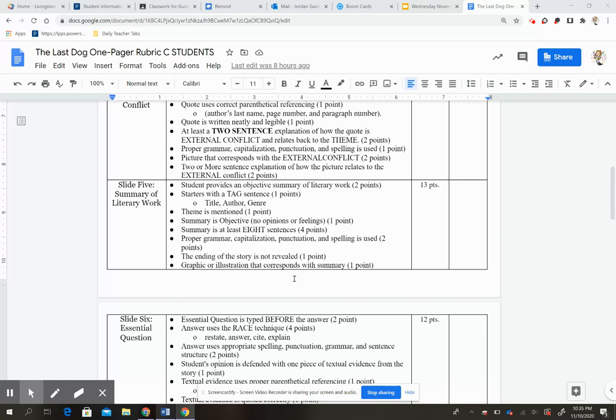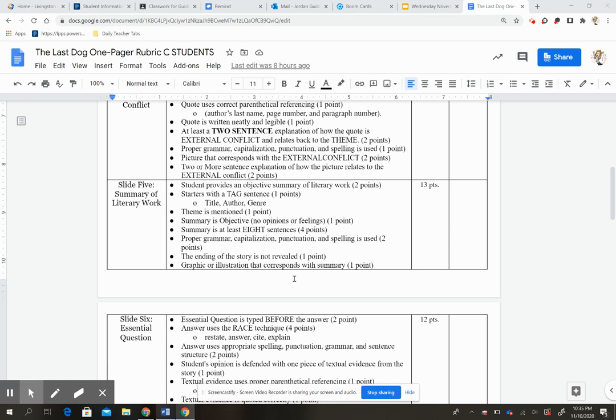You're going to keep it objective, which means you're going to leave out personal opinions and not use words like I like, I believe, or I feel. You're going to start with a tag sentence, which is title, author, and genre. So you would say, in The Last Dog, Catherine Patterson, or in the science fiction story, The Last Dog, Catherine Patterson presents the idea that, and you would tell me what theme or life lesson you think she's trying to teach you, the reader, as you read.